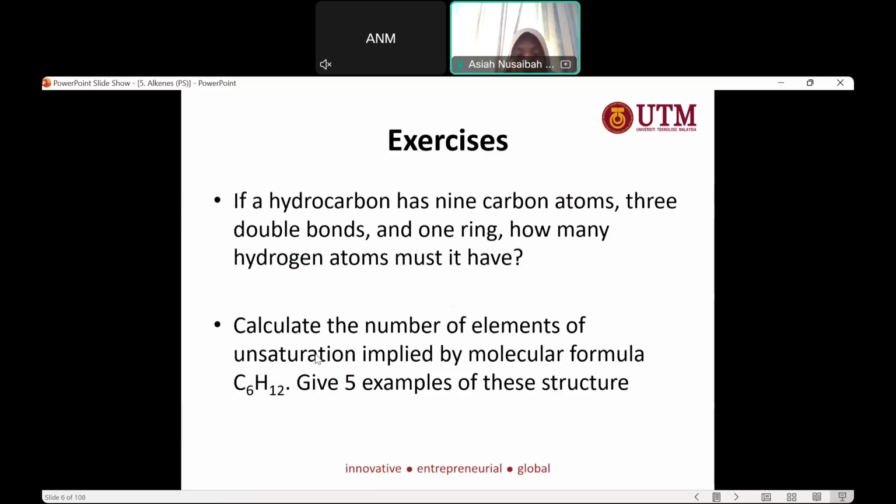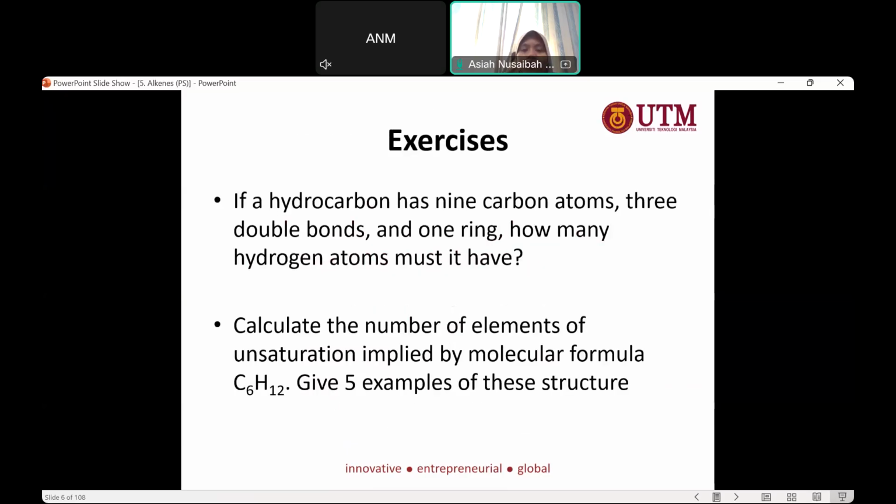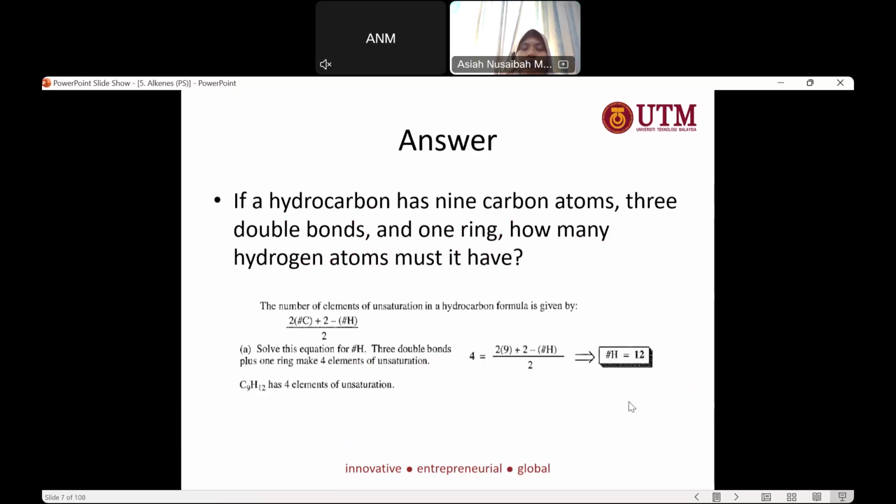So this one is implied by the molecular formula C6H12. So you have the number of C, you have the number of H. You can simply use the equation just now. So this equation you can use to calculate the number of elements of unsaturation. And then give 5 examples of this structure. Let's see one by one.